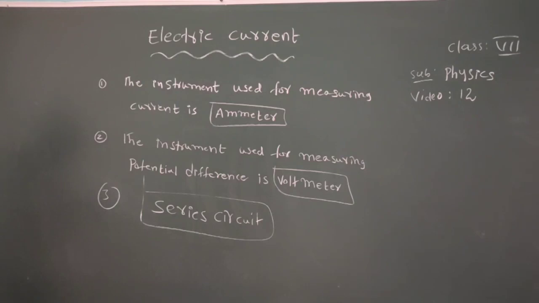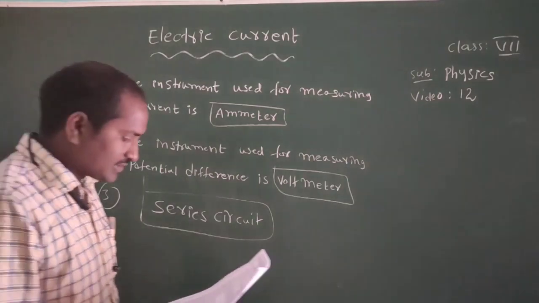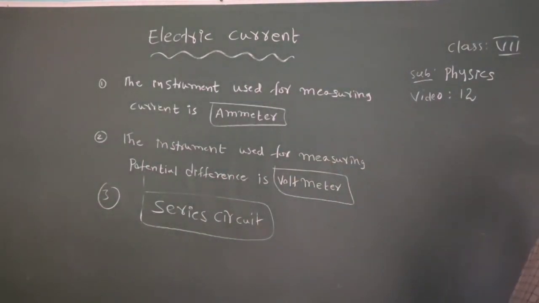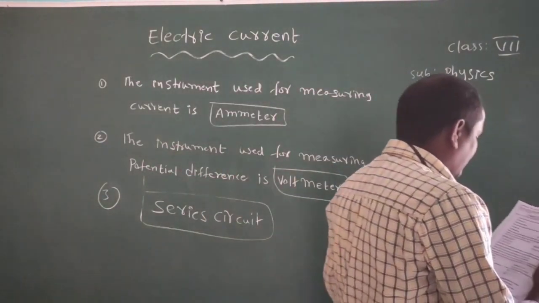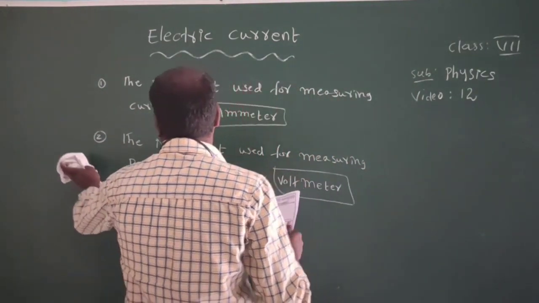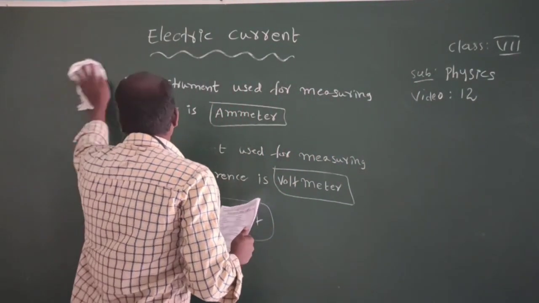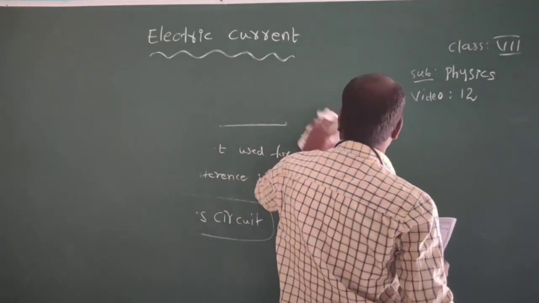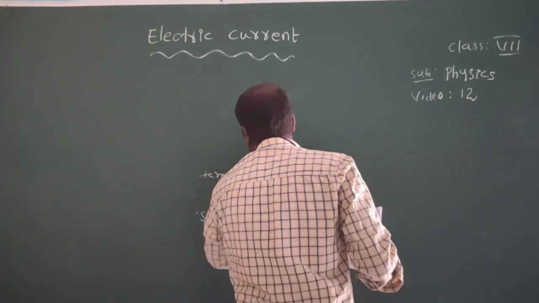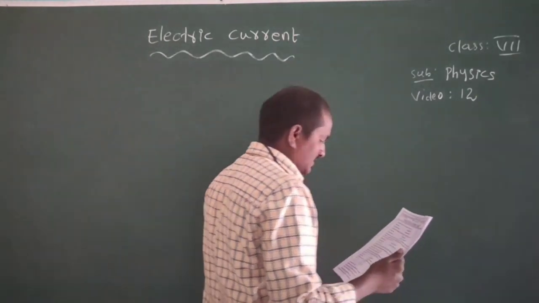Question number 3. Series circuit. In a series circuit, current in all resistors is the same but not the potential difference. In a series circuit, potential difference is not constant but electric current is the same.